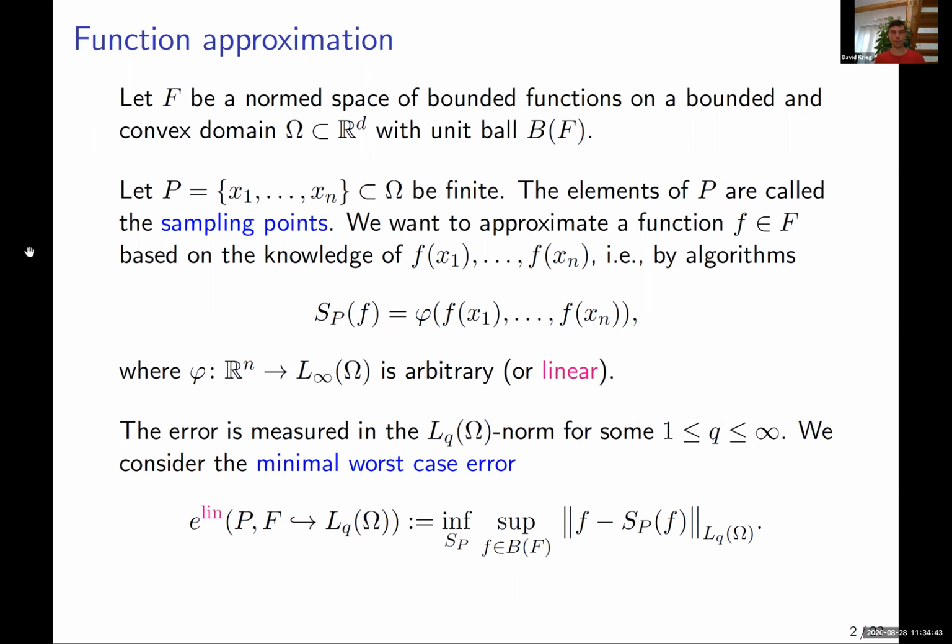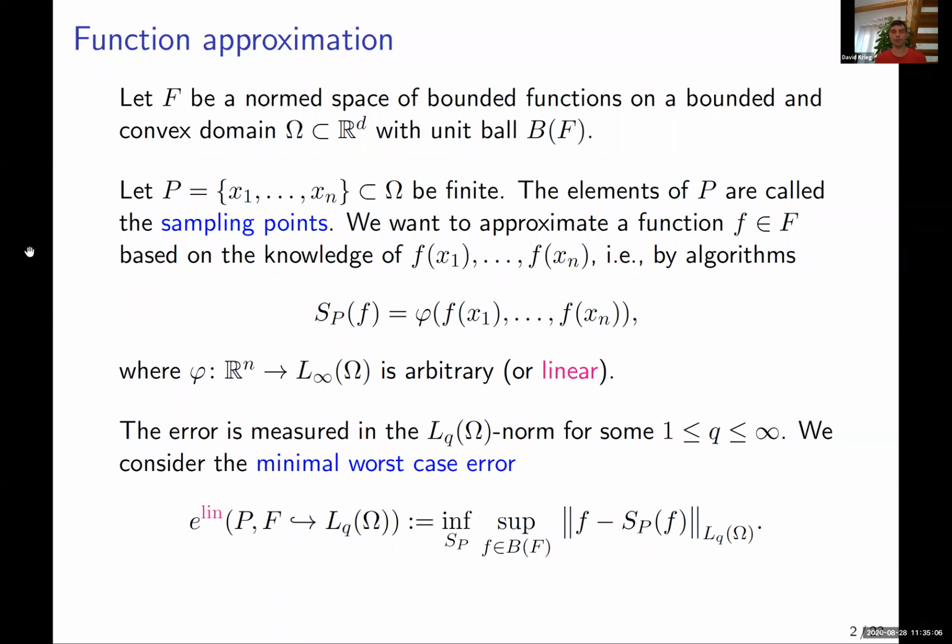And we have given some finite point set in the domain. And the points we call the sampling points. And now we want to approximate a function, an unknown function from the space based on the knowledge of the function values at these points.